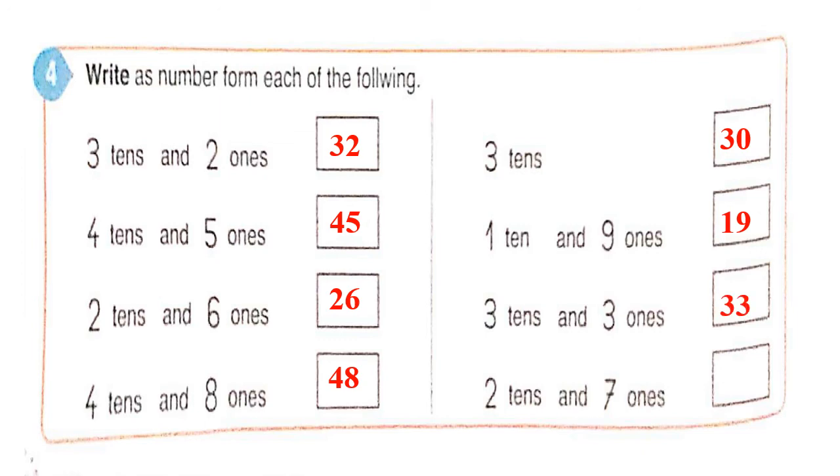We have 2 tens and 7 ones. We put 2 at the left and 7 at the right, and we end up with 27.